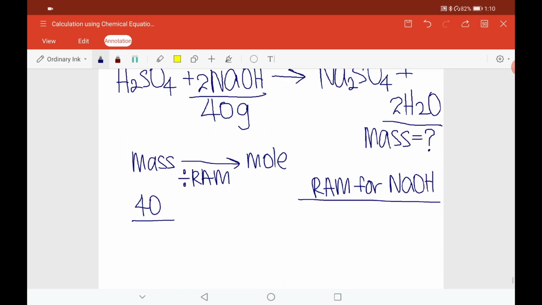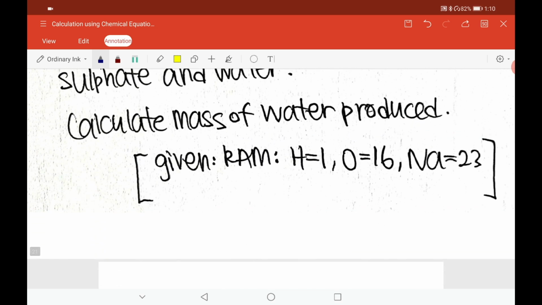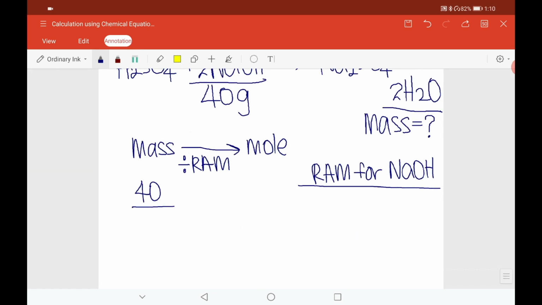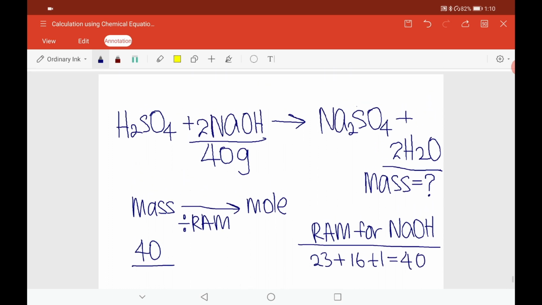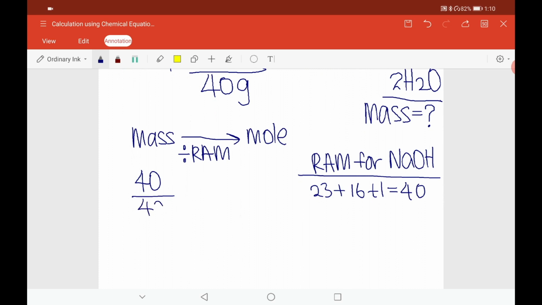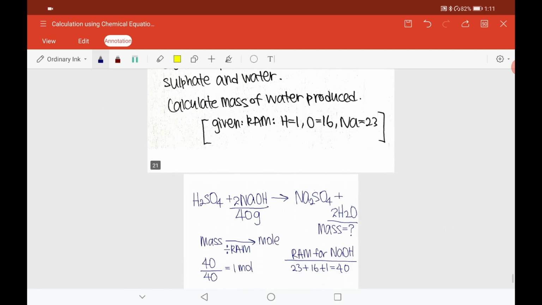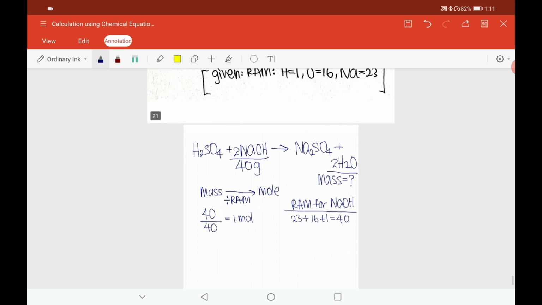So what is the RAM for NaOH? For Na, O and H, all the RAM is given here. Let's add together. Na is 23, O is 16, H is 1. Add together, 40. So 40 is the RAM for NaOH. Then we divide by the RAM: 40 divided by 40, we get 1. The unit is mole, since we are looking for mole. So now we have found the mole for the NaOH.